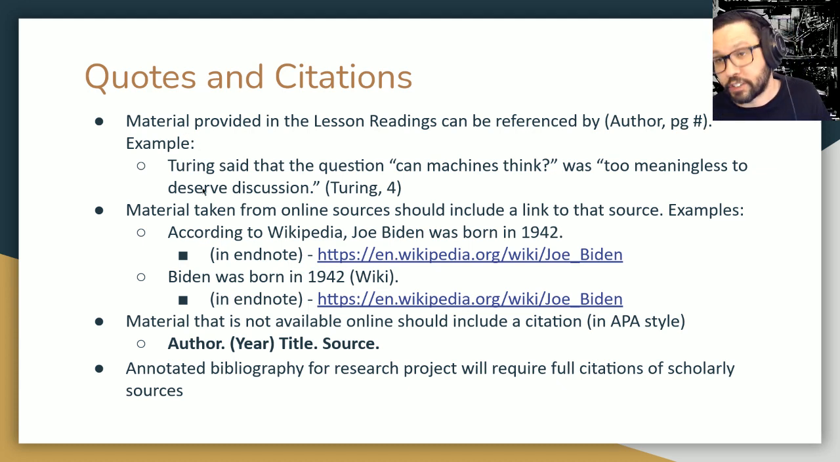So for instance, there's a reading from Turing, and Turing asks the question, can machines think? And his response to that is that the question is too meaningless to deserve discussion. So here I say that Turing answers this question with this phrase. I put that phrase in double quotes, and then I cite Turing in parentheses after the quote, the author's name and the page number that it's on. Right, so this is a good citation.